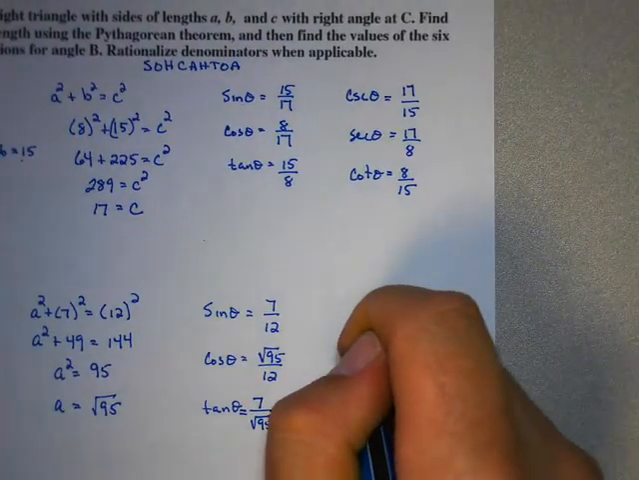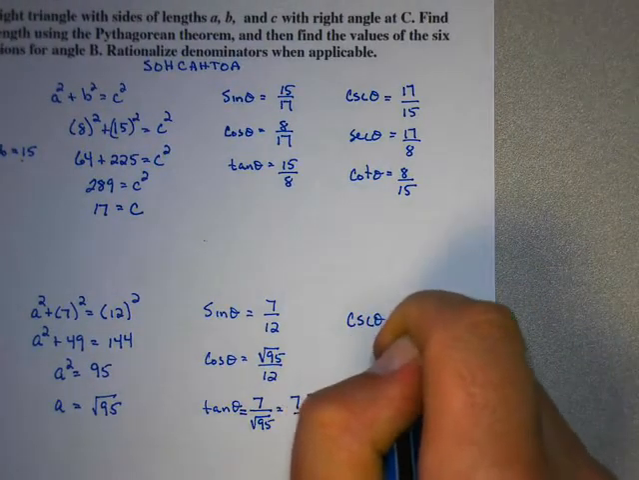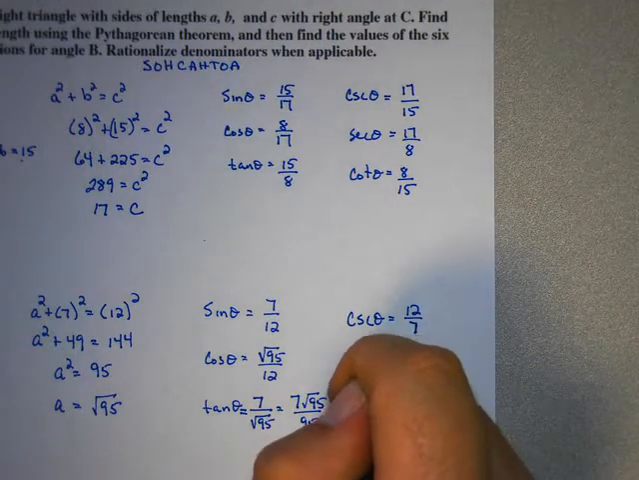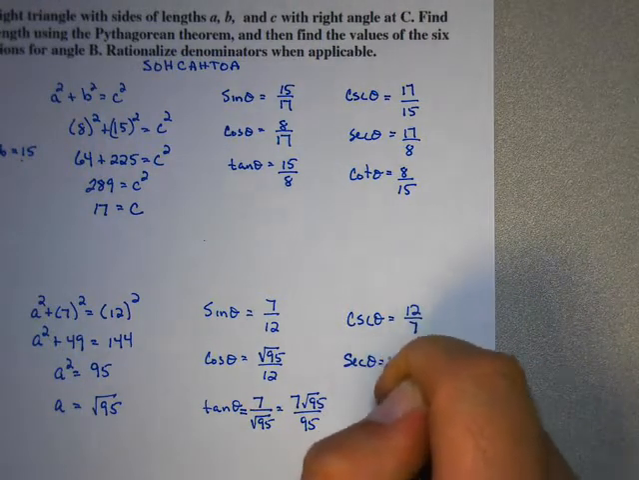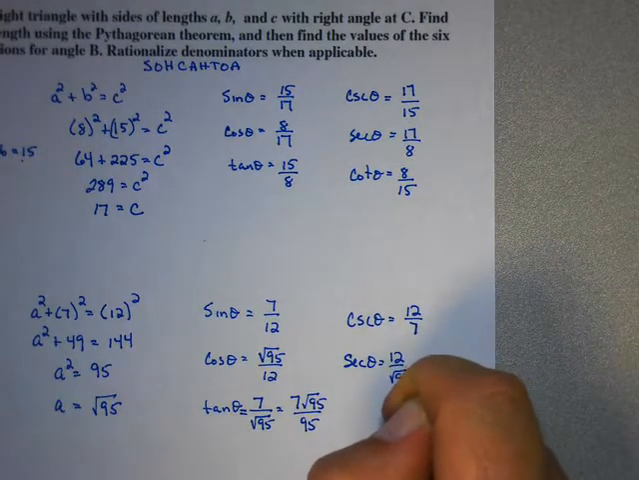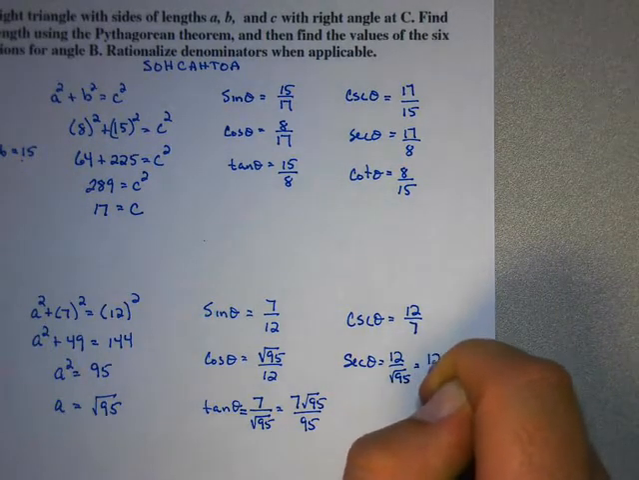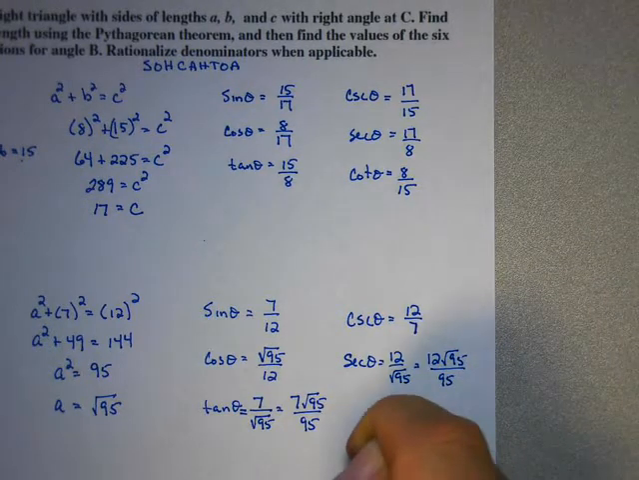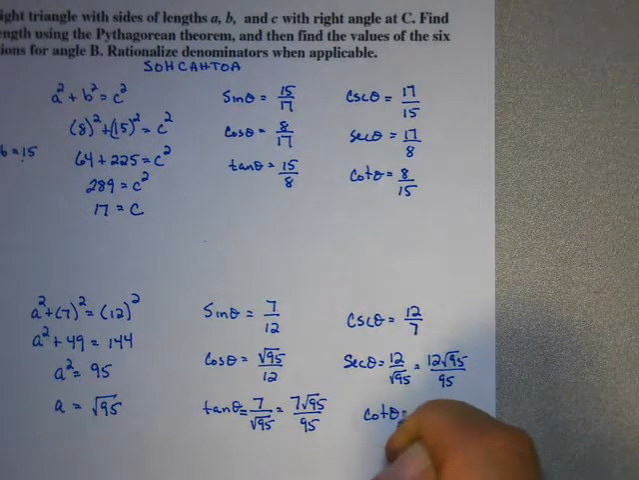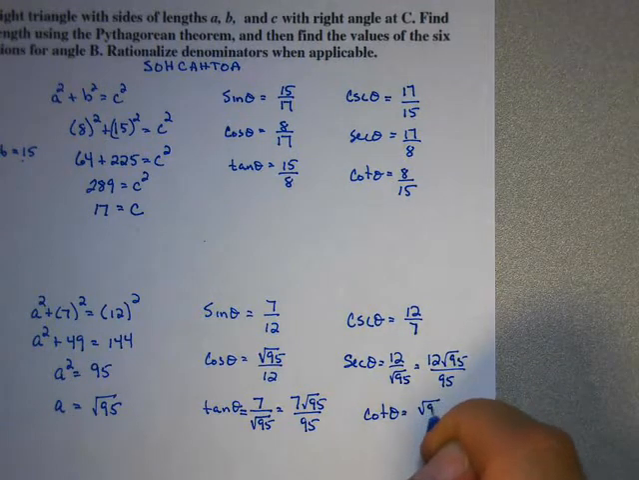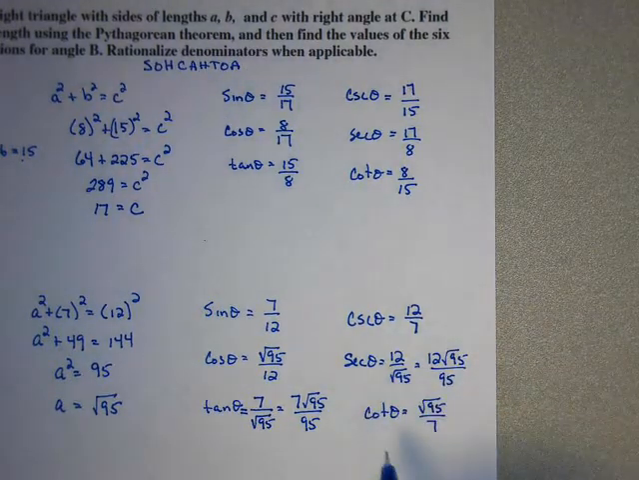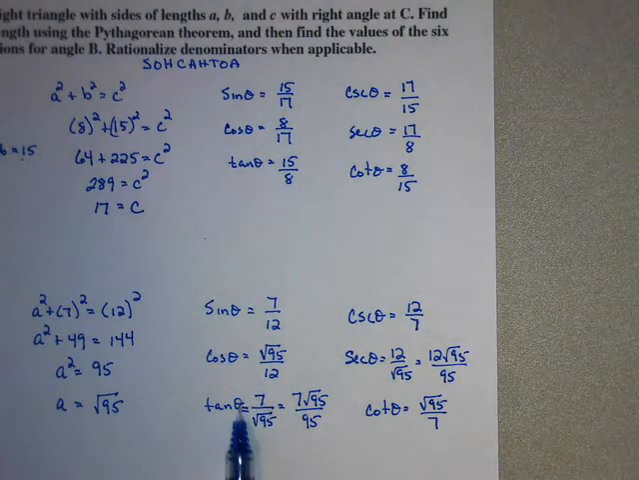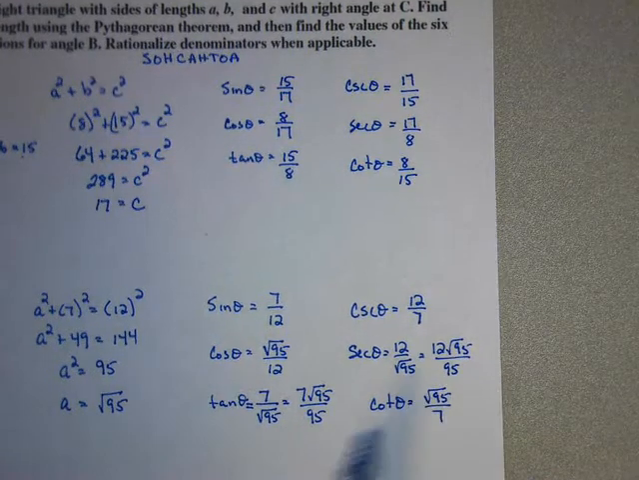So now if we do the reciprocals, cosecant theta, 12 over 7. Secant theta, 12 over the square root of 95, which is 12 square roots of 95 over 95. And cotan theta equals the square root of 95 over 7. So again, before I rationalize it, that's what I'm using for the reciprocal, so I don't have to rationalize it again.